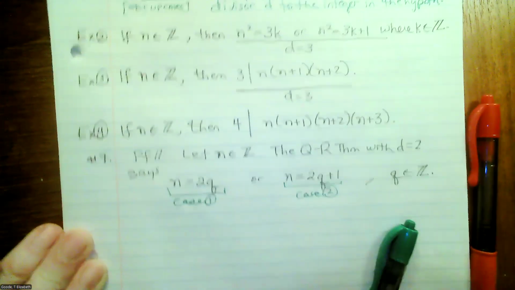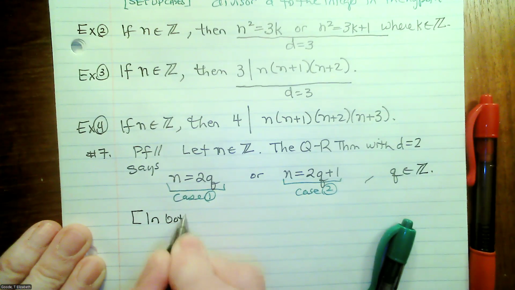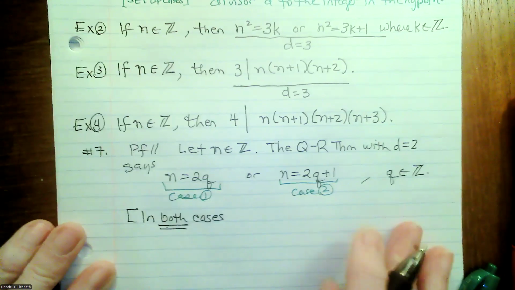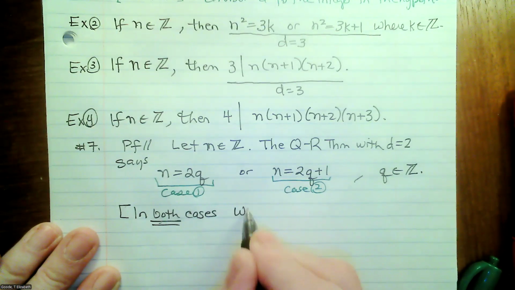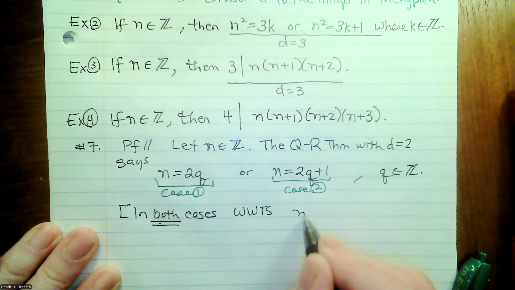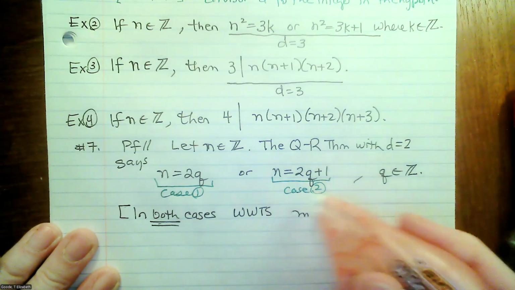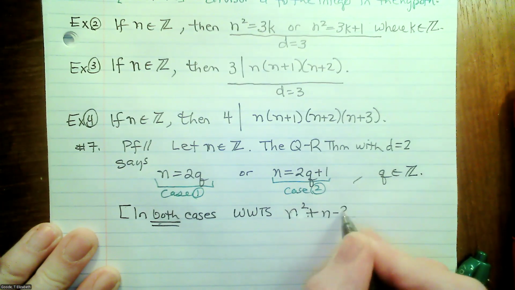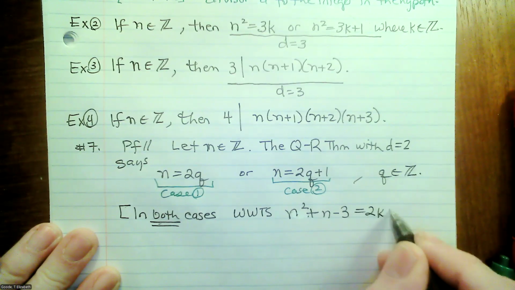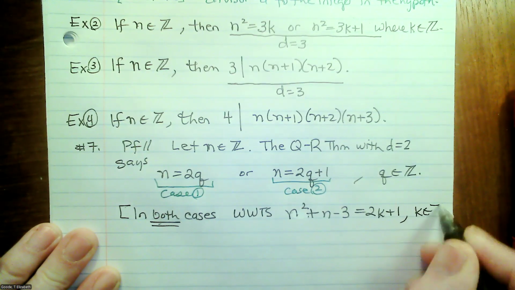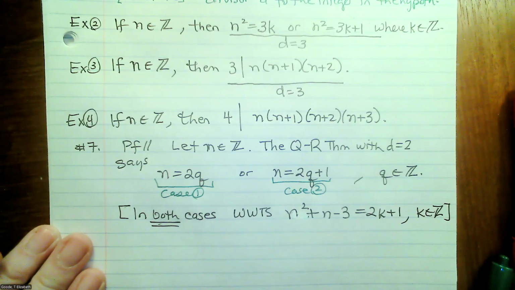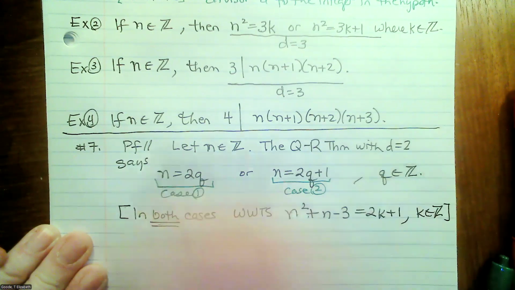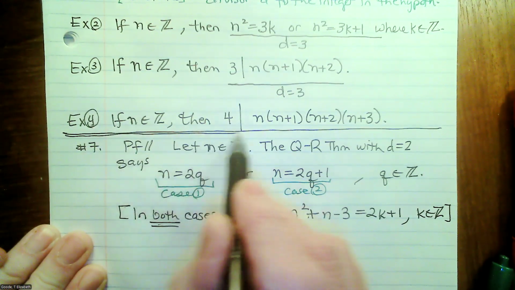And in both cases, in all cases, you wish the same thing. And here we wish to show that N squared plus N minus 3 is equal to 2K plus 1. We want to show it's odd. So I'll put a line here just so you realize we're going back to number 7.